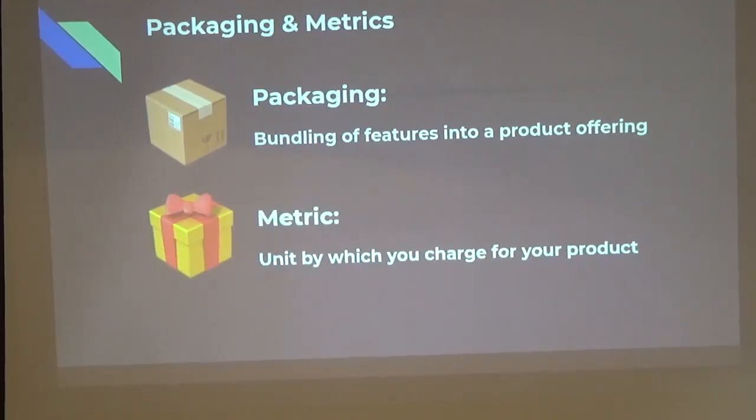And then there's metrics, the units that you charge for your product. So you might have per user per month pricing. You might have per API call pricing. I have a whole list of these later, but you might pay for infrastructure resources, like cloud infrastructure. Gigabytes used, compute hours, all these kinds of things. Those are all metrics. But then packaging is bundling of features into a metric.